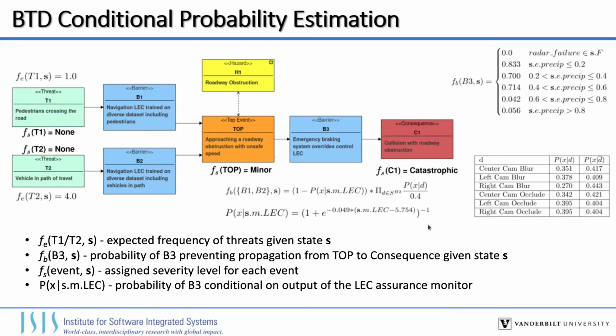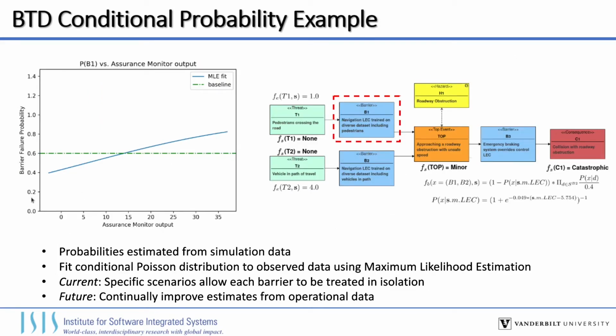So this bottom function here is the relationship between how effective our barriers B1 and B2 are given the output of the LEC assurance monitor. And this is just a sigmoid function, which you see here plotted. Essentially, how we come up with this sigmoid function is we set up simulated scenarios where we know threat T1 has occurred. Now, knowing that T1 has occurred, we randomly sample a lot of different simulated scenarios, and we observe how many times the top event has occurred.